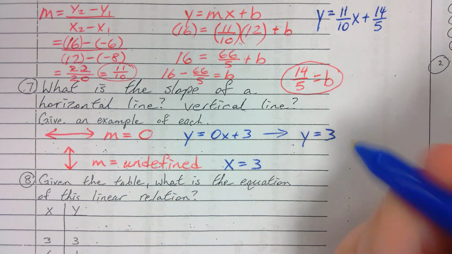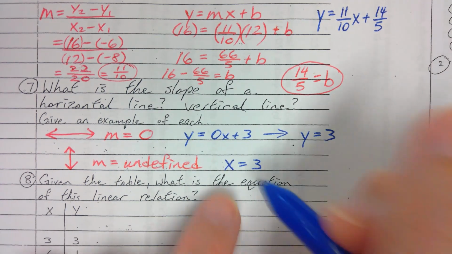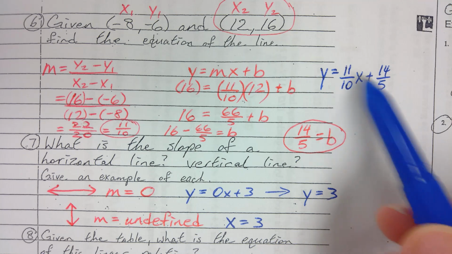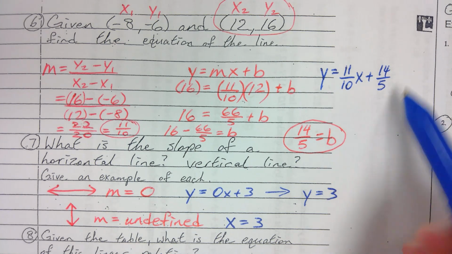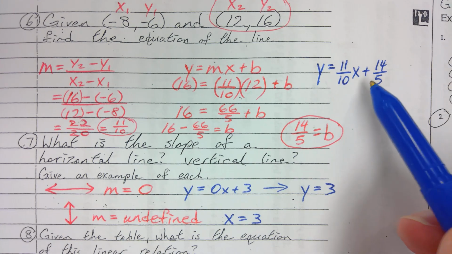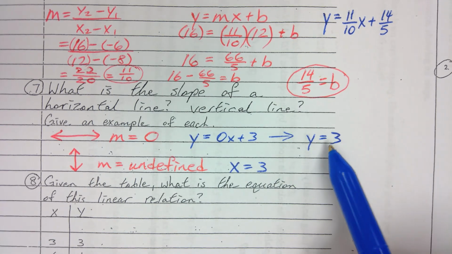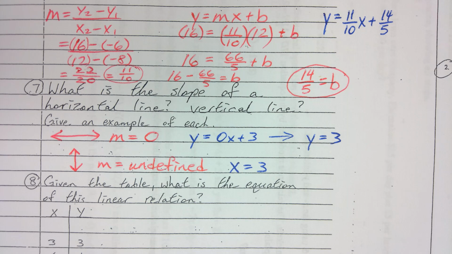And notice here there's no x, and here there's no y. If there's an x and a y in any equation, you get a diagonal line. So any equation with an x and y is a diagonal line, and these ones are just vertical and horizontal.